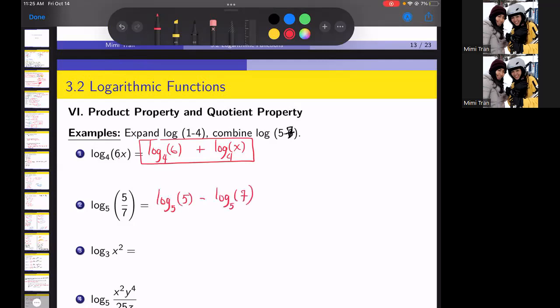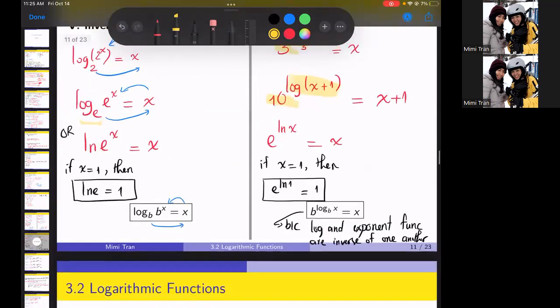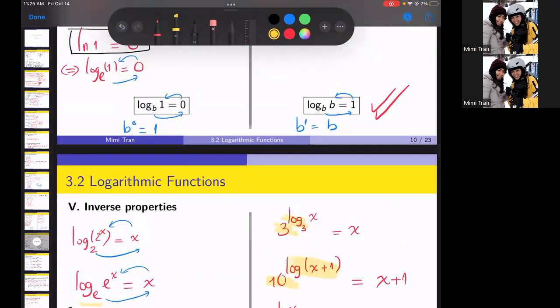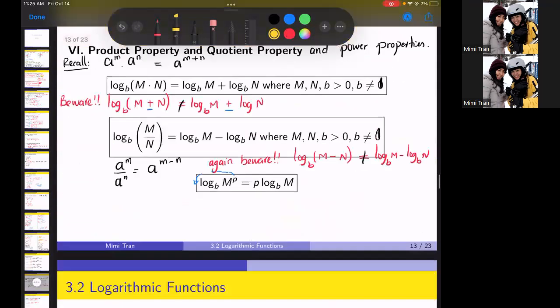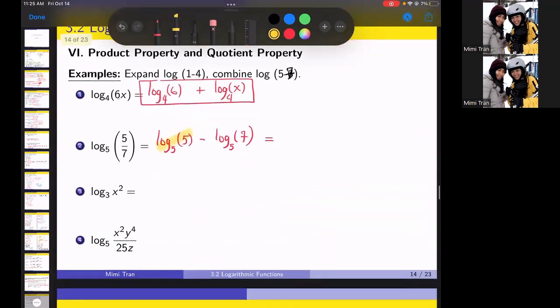Very good. Keep going. You're right, but keep going. What's log base 5 of 5 equal? What does log base b of b equal? 1. Right, log base b of b equals 1. So that bit right here is equal to 1. So that's 1 minus log base 5 of 7. You can check your answer.